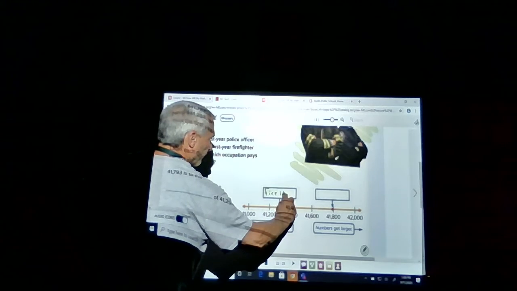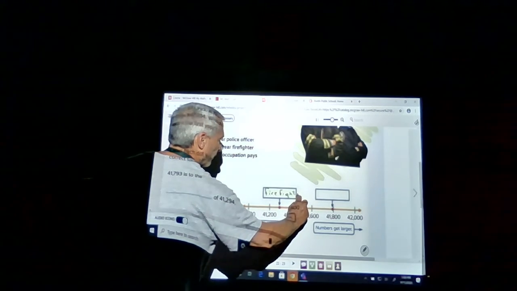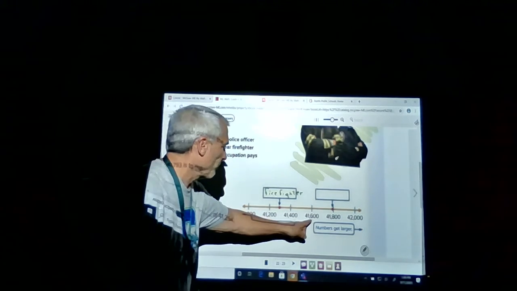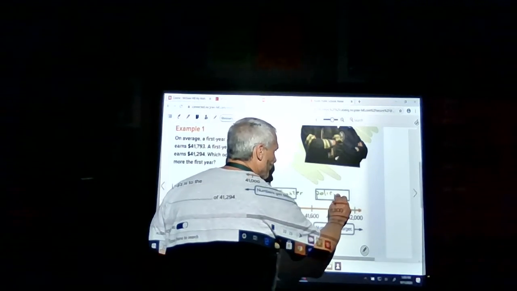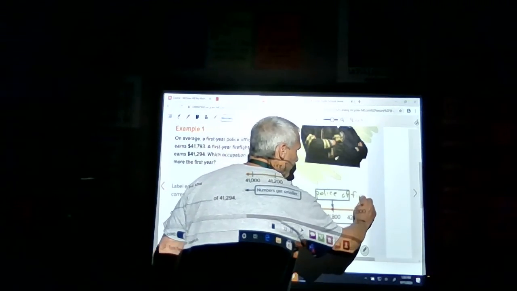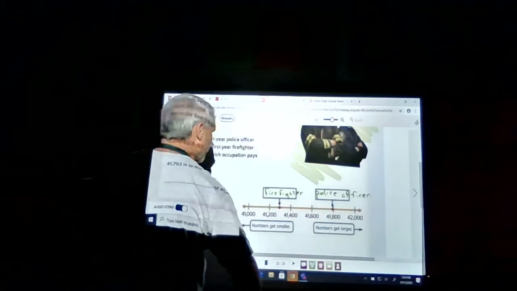The firefighter. That means the other number is the policeman or police officer, 41,600, 41,700, 41,800, very close to 41,800. That is the police officer. And you can write it a little neater and you can fit it in there. Mr. B is moving on. It says, well, 41,793 is this one to the right or to the left of the firefighter, the other dot? It's to the right.